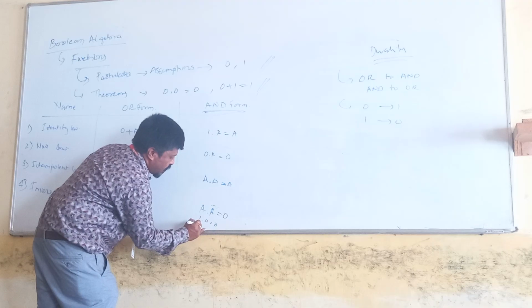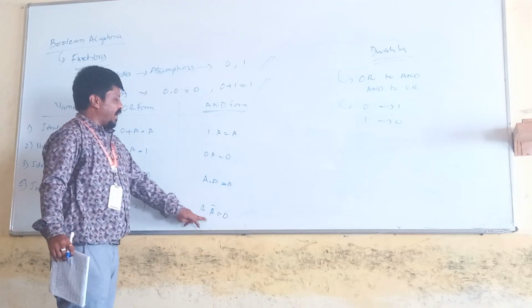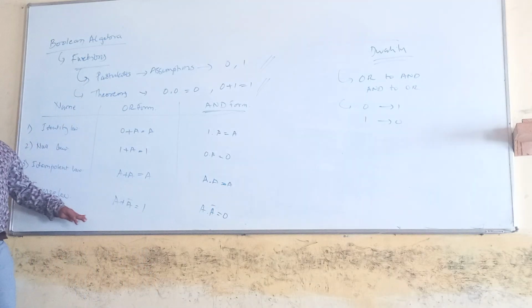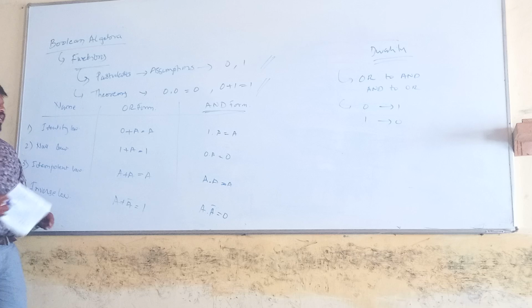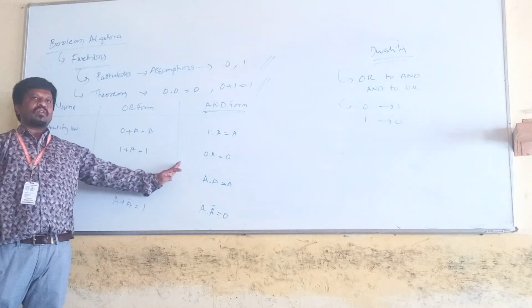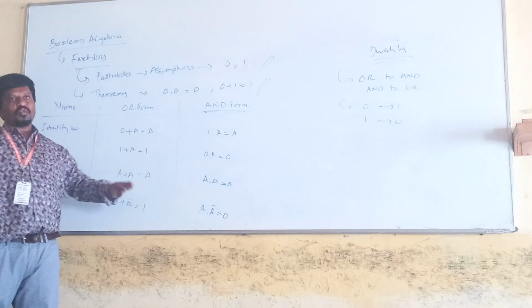If I have 0, its inverse is 1. That is nothing but A dot A dash, which is always 0 only, while A plus A dash is always 1 only. You should remember this. If you know that this column is the OR forms, you can definitely write and remember the AND forms. That is the dual of the first form.